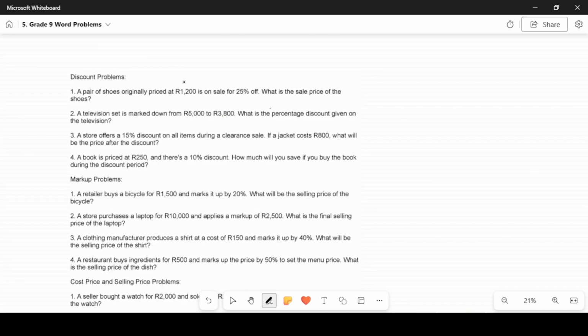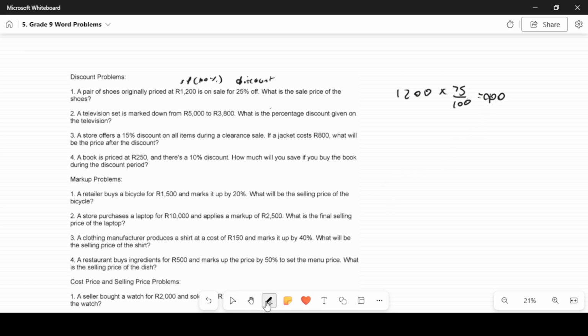A pair of shoes originally priced at 1,200 Rand is on sale for 25%. So this is the selling price, and this is the discount rate, or the discount. So this here represents 100%, and this 25% represents the discount rate. What is the sale price of the shoes? What would the customer pay? The customer would pay 75%, because if you're charging them 25% less than the normal selling price, they'll just pay 75%. So it'll be 1,200 multiplied by 75 over 100, which equals 900. So this person will pay 900 Rand.